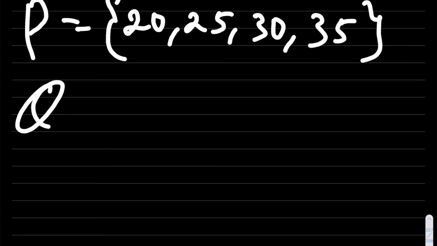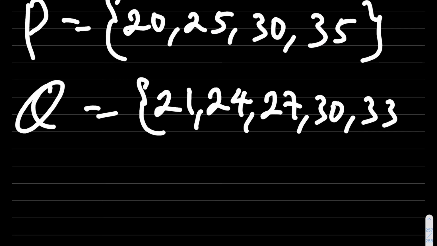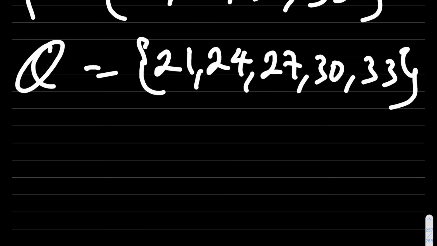Now, what are the elements of a set Q? The elements of a set Q are multiples of 3. So what are the multiples of 3 from 20 to 35? That's 21, 24, 27, 30, and 33.